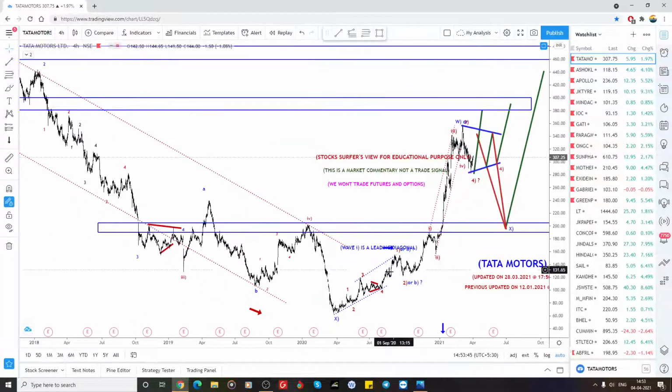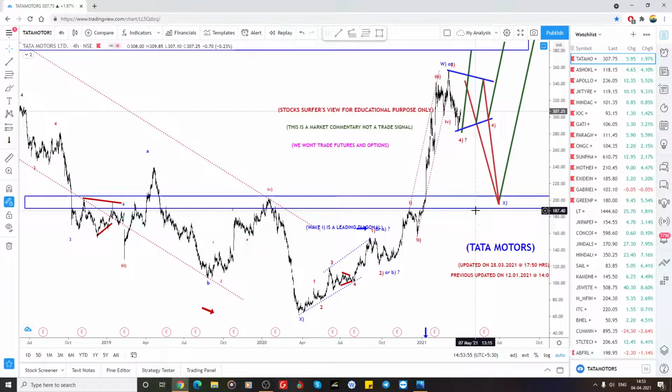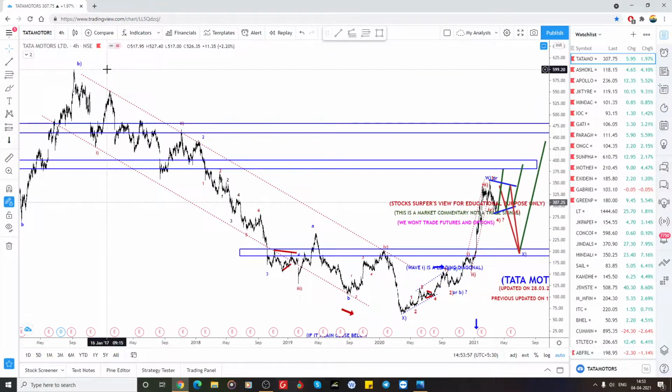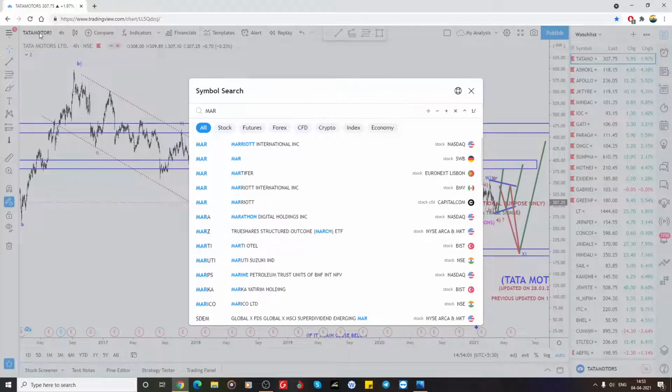Otherwise, if it is a B, C, it could be a W, again X, it can retest this support zone, the major support zone of 200. Then it can go back to break this high of 600. So next is Maruti.